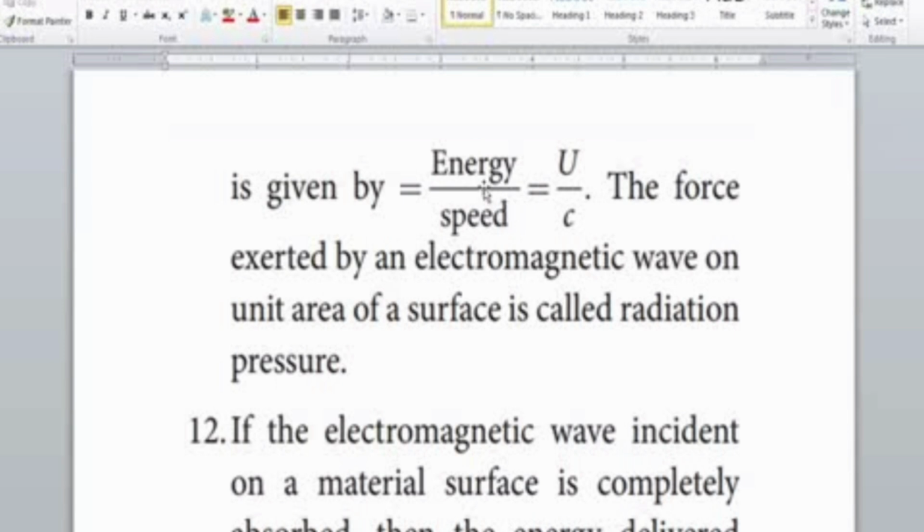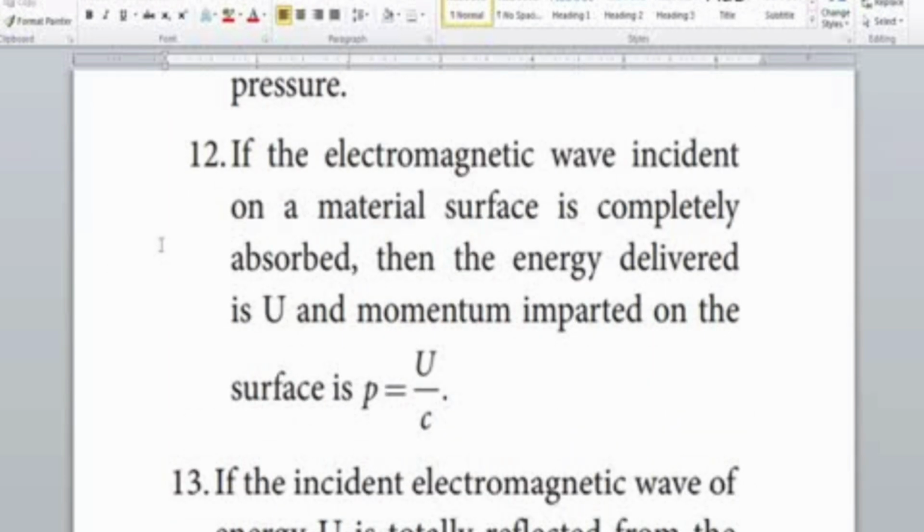So here the power equal to energy per speed or epsilon by c. This is called radiation pressure. So radiation pressure equal to energy per speed or epsilon by c. Next one, if the electromagnetic wave incident on the material surface is completely absorbed, then energy delivered is epsilon and momentum imparted on the surface p equal to epsilon by c.